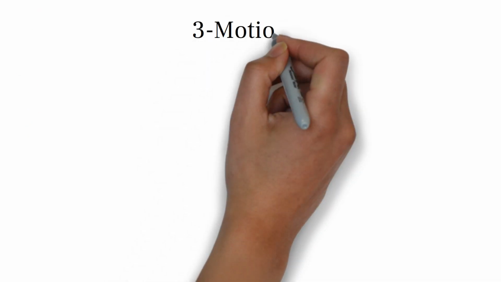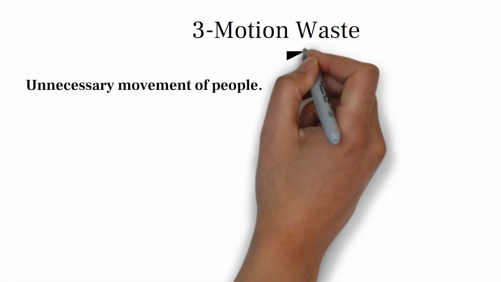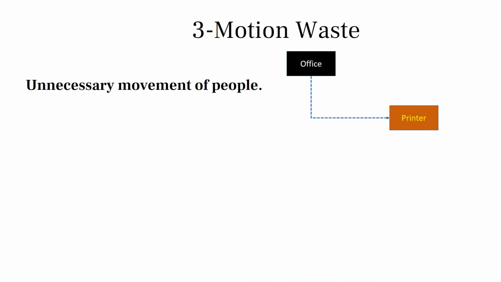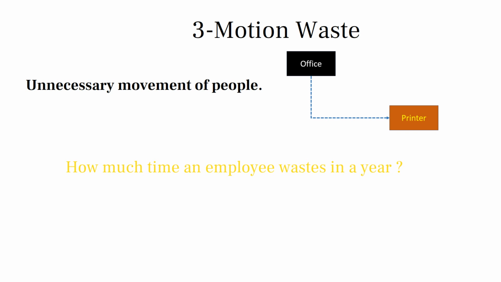Motion. Unnecessary movement of people within the process. Consider an office where employees frequently have to search for documents. For example, consider an employee who consumes 30 minutes just going to the printing machine, which is very far away from his office, for printing a few documents on a daily basis. Actually, 30 minutes looks like a very small amount of time. But have you ever thought how much time that employee wastes in a year just printing a few documents if you do it daily? Let's calculate it.